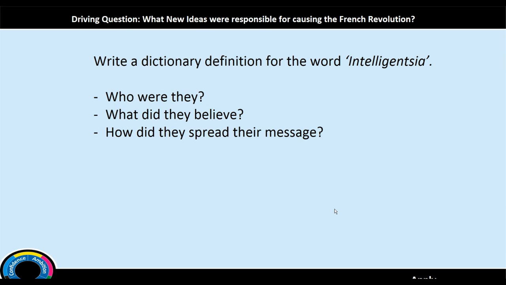These next slides relate to the third document, Lesson 5 Exam Style Questions. Write a dictionary definition for the word intelligentsia. Who were they? What did they believe? How did they spread their message?